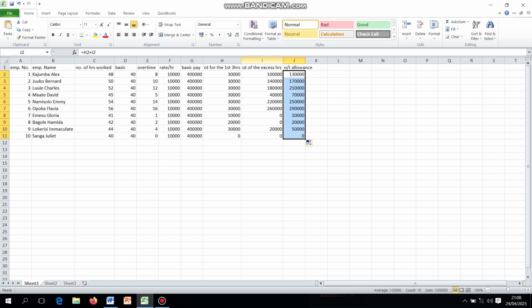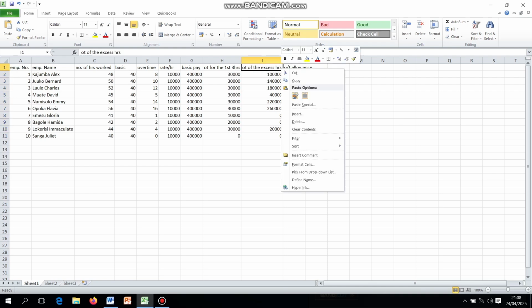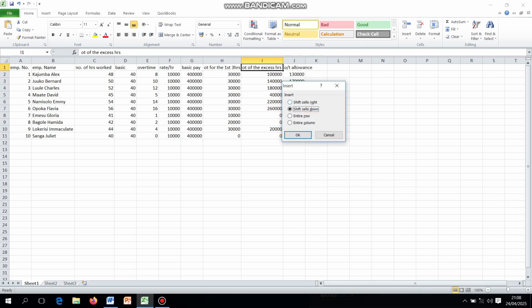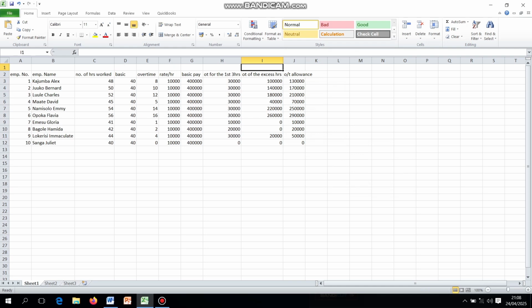So here, excuse me, I'm going to insert another entire row. So here I'm going to write allowances. I'll put it in capital letters, ALLOWANCES. So I'll finish the overtime allowance, then I will adjust it.